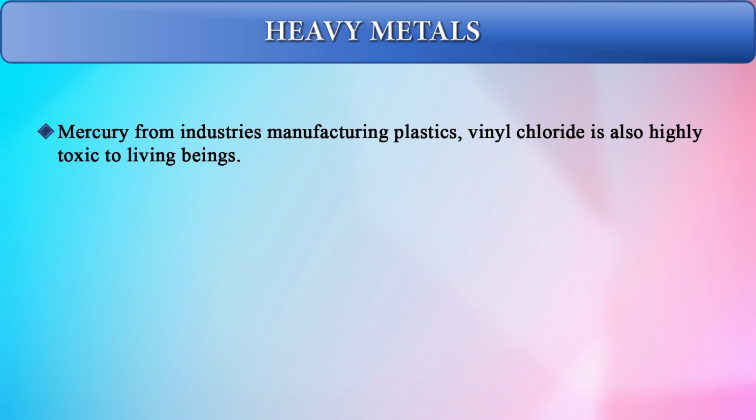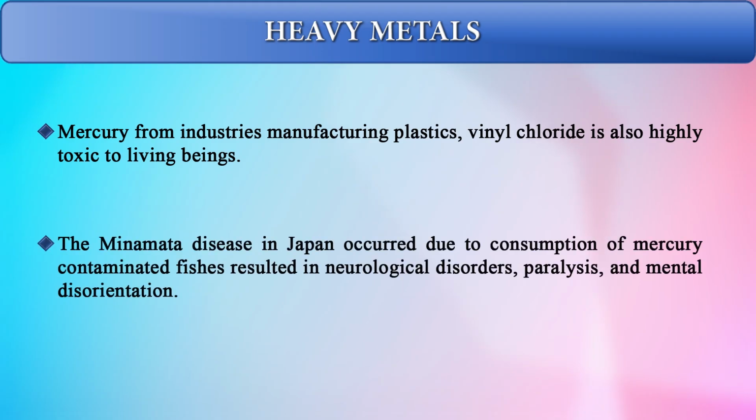Mercury again comes from industries manufacturing thermometers, plastics, and vinyl chloride, and all this is highly toxic to living beings. The Minamata disease in Japan occurred due to the consumption of mercury contaminated fish, and it resulted in neurological disorders, paralysis, and also mental disorientation.